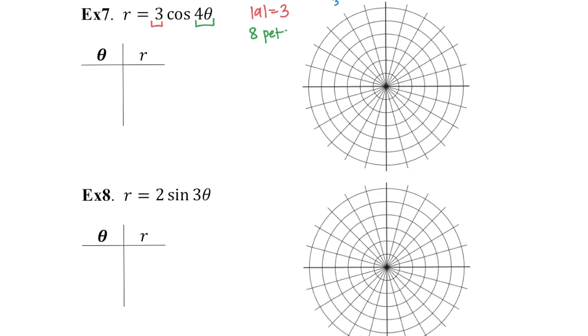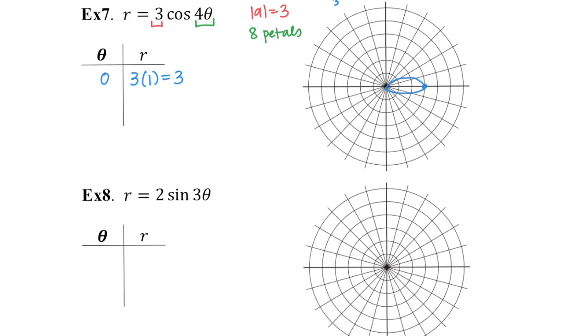Why do I keep spelling petals wrong? Okay, because this is a cosine function, cosine is maximized at 0 because the cosine of 0 is 1. I could set 4 theta equal to 0, but then I'm just going to end up with theta equals 0. So the point I'm going to plug in is 0 because this is a cosine function. If I do 3 times the cosine of 4 times 0, that's the cosine of 0. The cosine of 0 is 1. So my first petal is going to be at 0, 3, and that's because this is cosine.